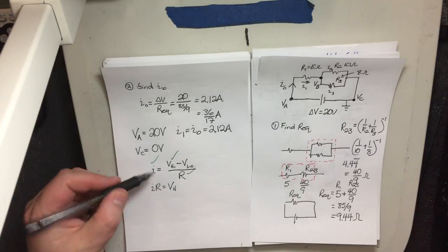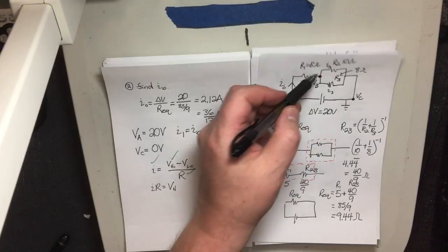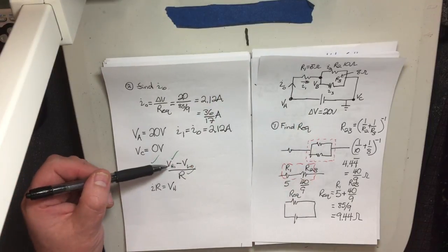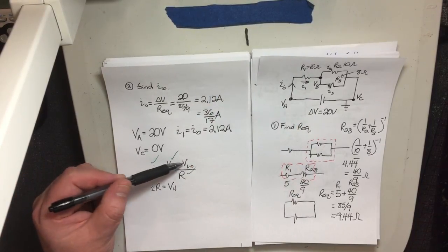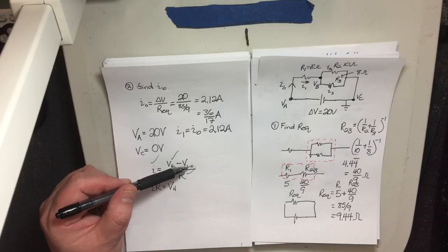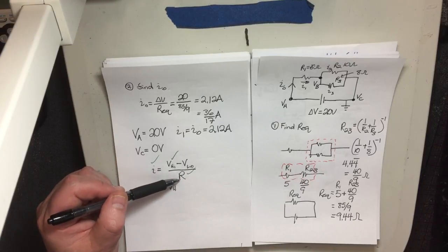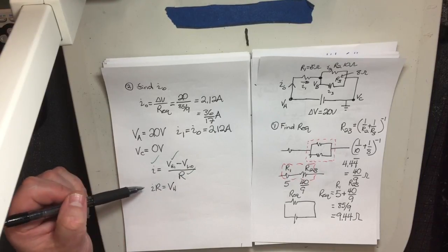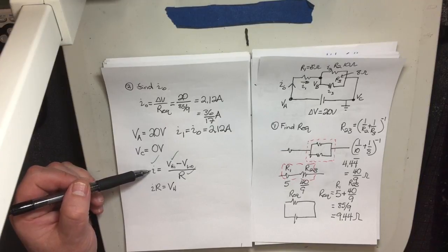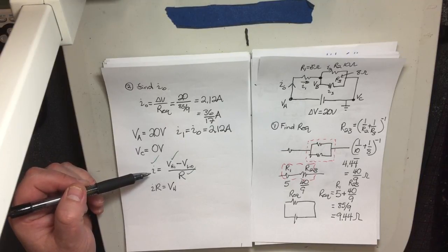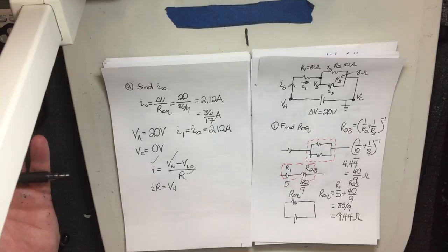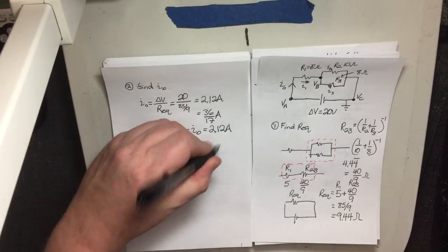So, to get the current going across that resistor, you take the high potential, subtract the lowest potential, and divide by R, and you've got the current. I mean, this is a variant of Ohm's law.